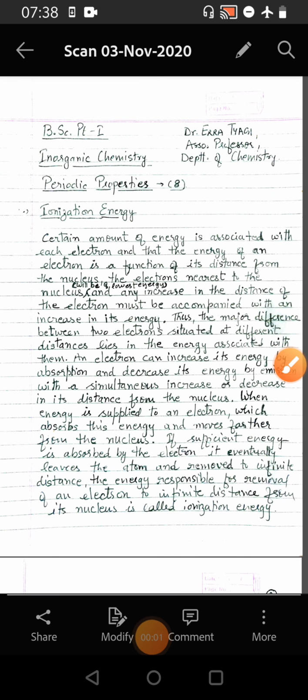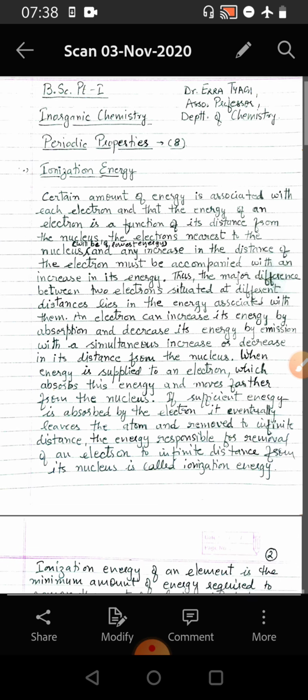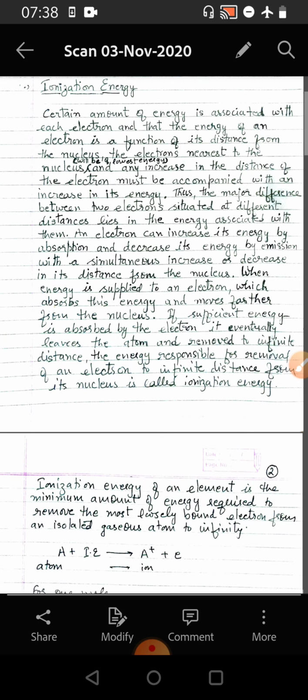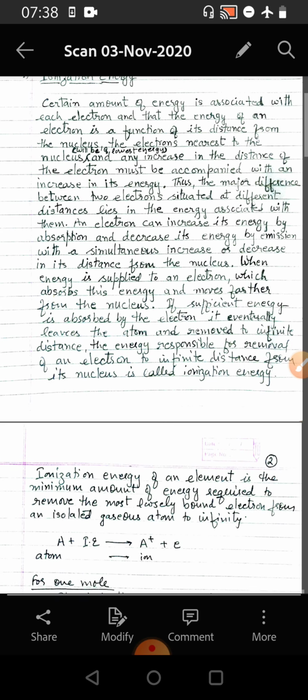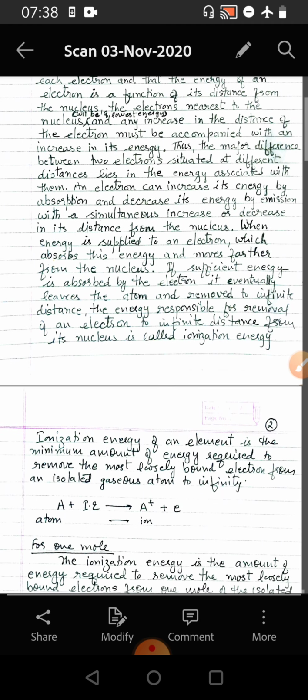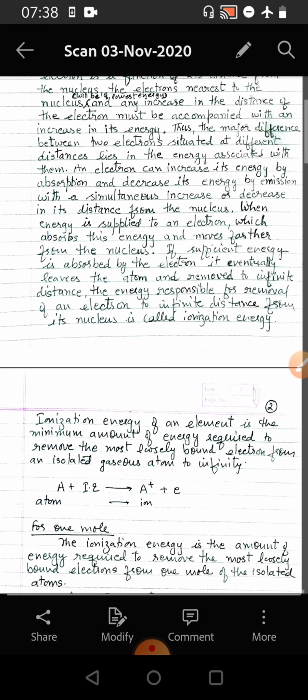In continuation of the last videos on periodic properties of BSc Part 1 in organic chemistry, in this video we are going to study about ionization energy. A certain amount of energy is associated with each electron, and that energy of an electron is a function of its distance from the nucleus. The electron nearest to the nucleus will have the lowest energy, and any increase in the distance of the electron must be accompanied by an increase in its energy.